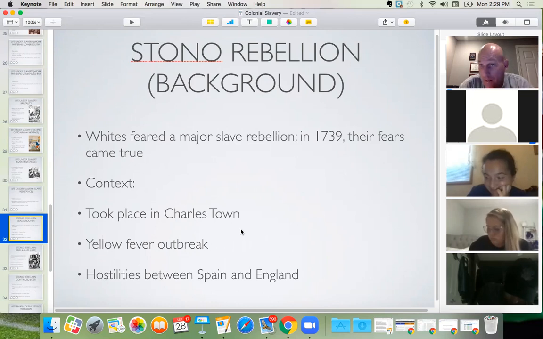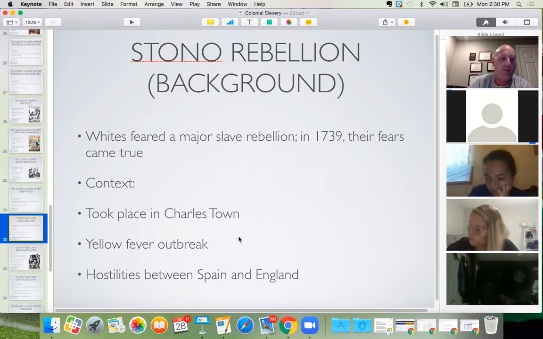There was a yellow fever outbreak in that town, and this yellow fever was plaguing many of the white people. So this was an astute rebellion in that the leaders were thinking, this is the time to do this. There were also hostilities going on between Spain and England at the time. So the thinking was, let's undertake a rebellion, and let's get to Florida. Florida is owned by the Spanish. There they will be free, or at least they were hoping they would be. Whether or not they would have been free when they got to Florida is surely up for debate, but that was the thinking.